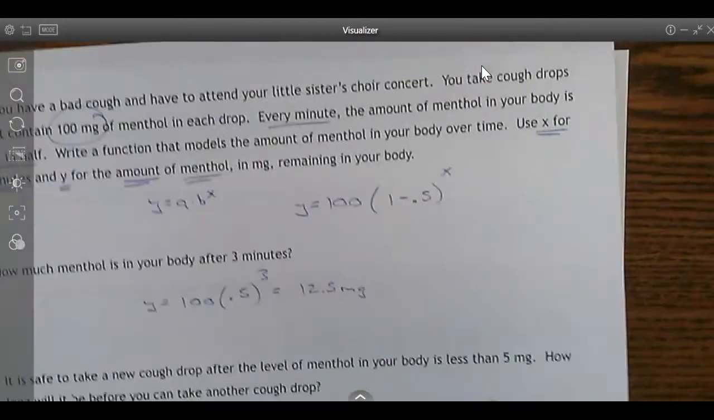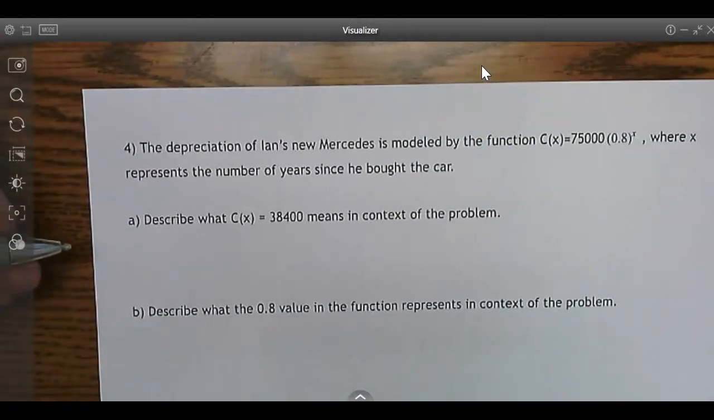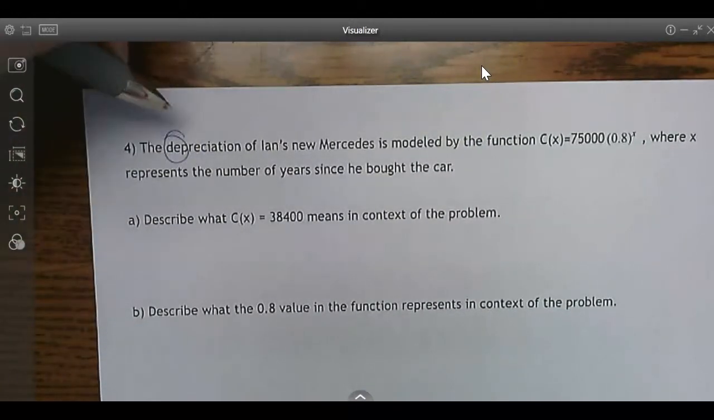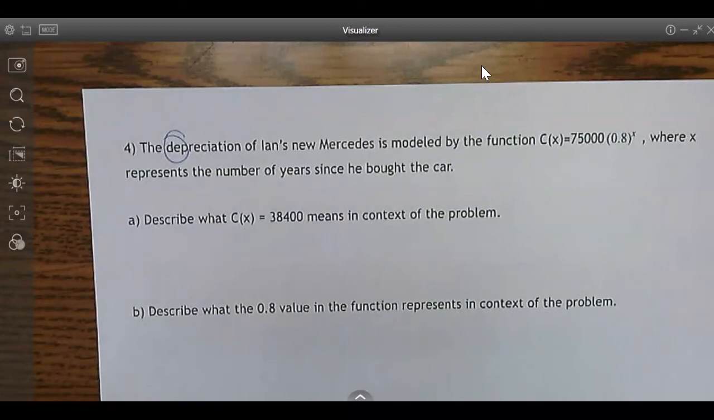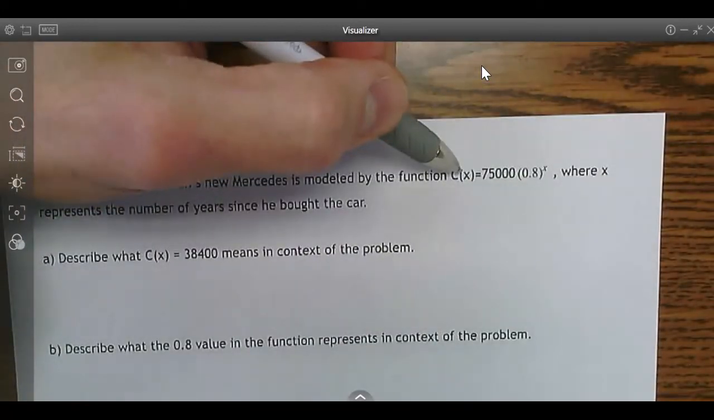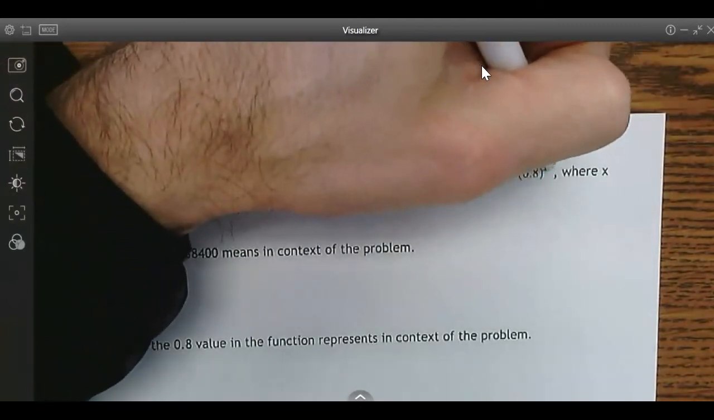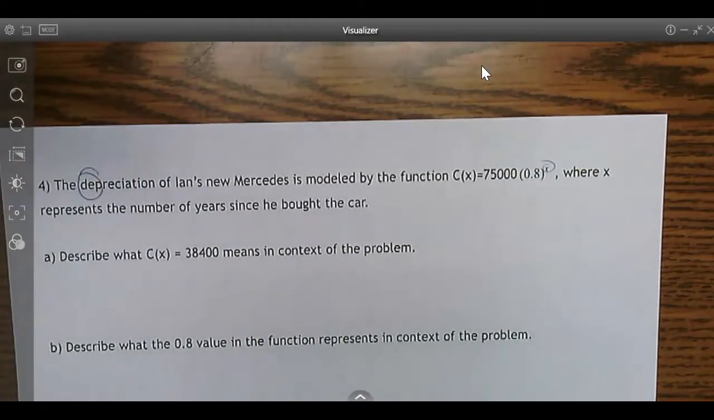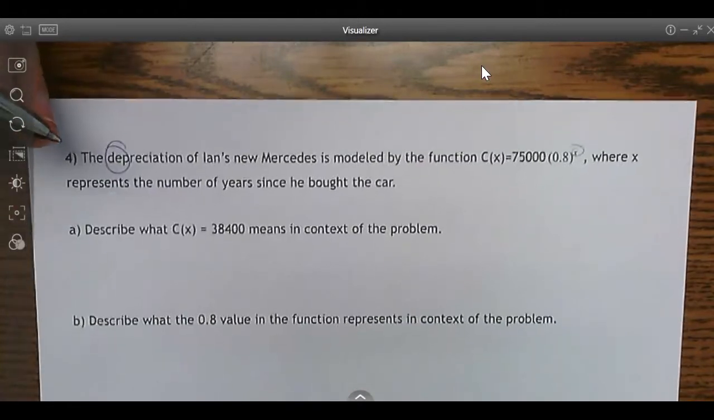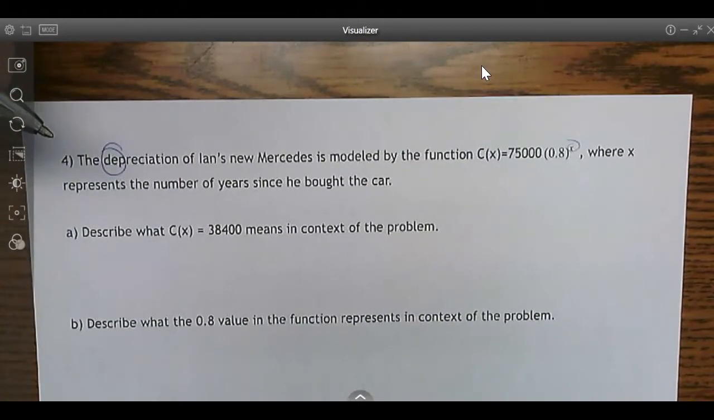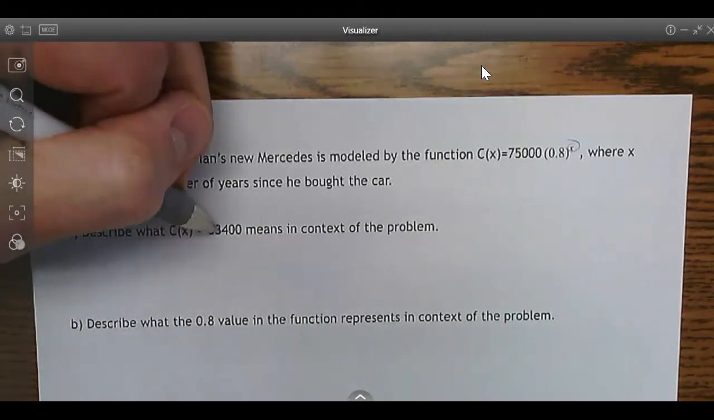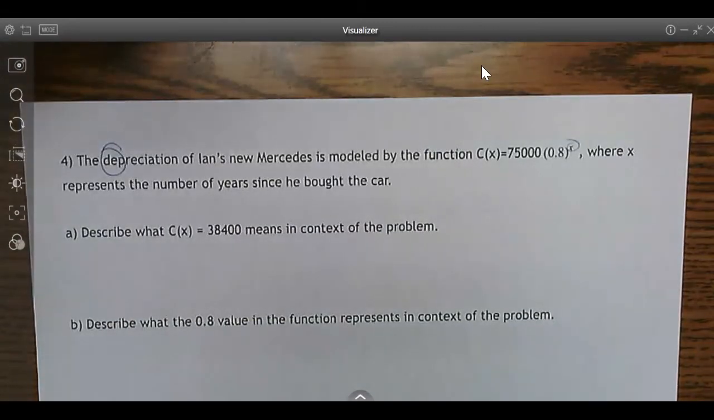All right, last page of the lesson, here goes. The depreciation of Ian's new Mercedes is modeled by this function. C of x equals 75,000 times 0.8 to the x. This is exponential because x is in the exponent. X is the number of years since he bought the car. Describe what C of x equals 38,400 means.